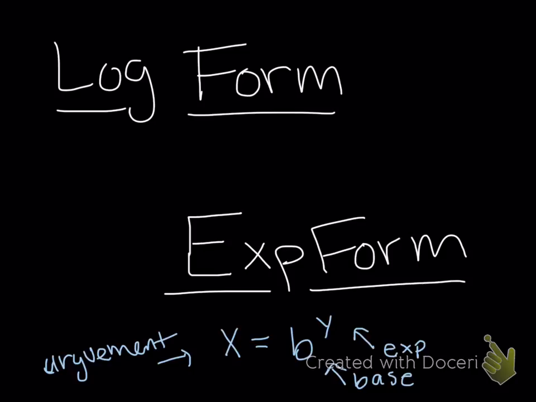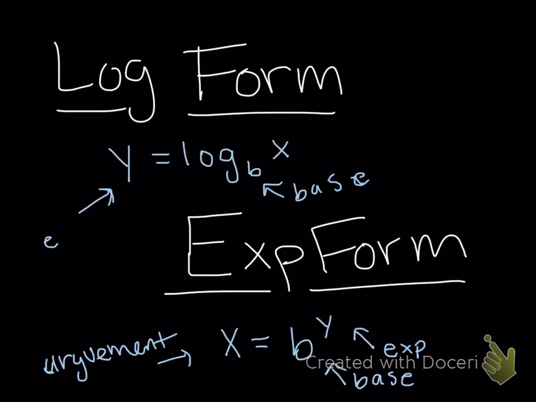So to take these letters and show you how this goes into log form, I have y equals log base b of x. So notice that b is still the base. It's now the base of the log. The argument is now becoming the exponent. So we're setting it equal to the exponent. And then what it was originally equal to is now inside of the log.